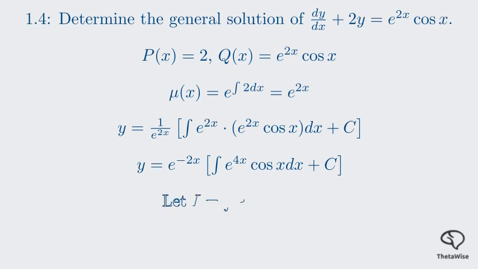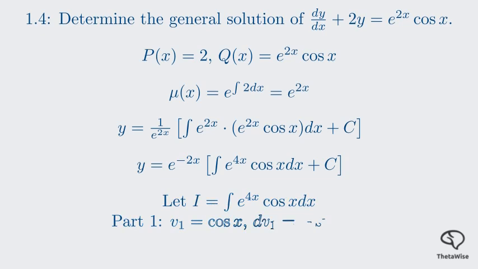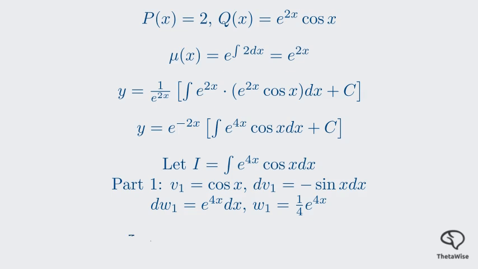Let's set I equal to the integral of e^(4x) cos x dx. For the first part, let u1 equal cos x and dv1 equal e^(4x) dx. The formula gives us I equals u1 v1 minus the integral of v1 du1. This is 1/4 e^(4x) cos x plus 1/4 times the integral of e^(4x) sin x dx. Notice we've gone from cos to sin. We need to apply parts again to the new integral.